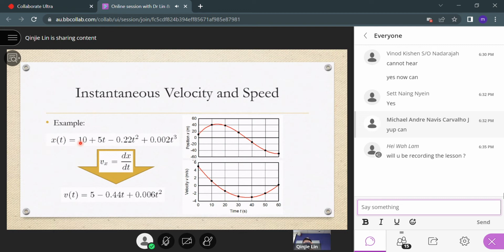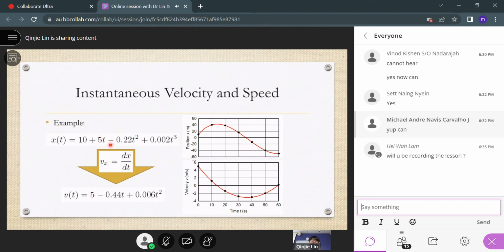Okay, so let's revise a bit of differentiation. If you differentiate a constant value, that means you do a dx over dt, right? This term here has no t. That's why it will drop off, it will disappear. Okay, then look at the next term. You have a t there. If you differentiate this, t will drop off. You will be left with 5 down here.